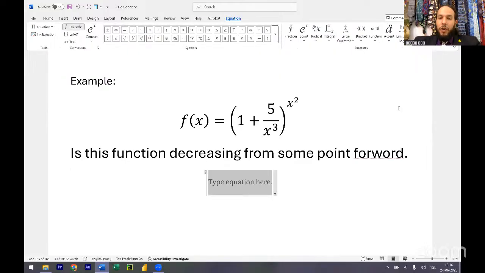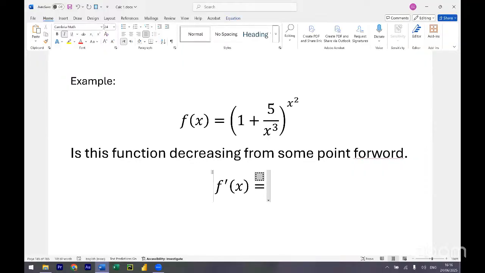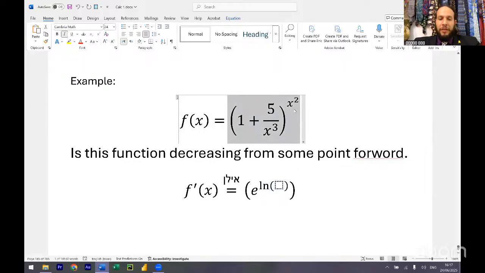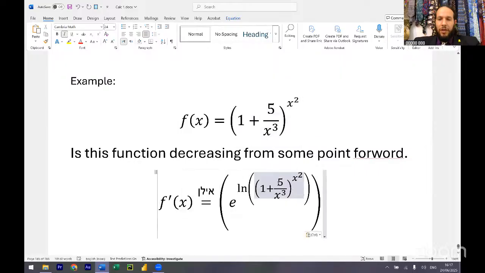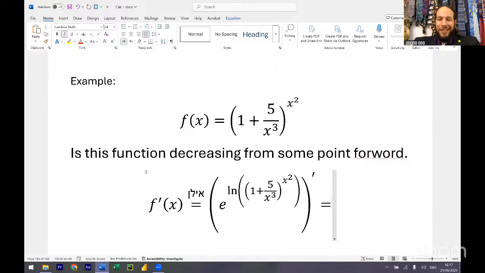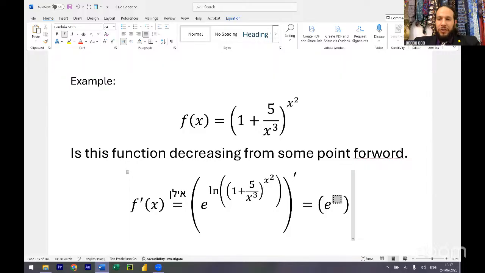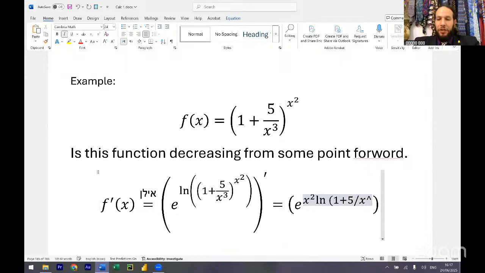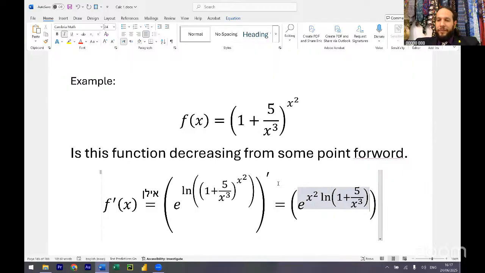Does anyone remember how we can derive such a function? The chain rule. No. It's a power of functions. It's an exponent. So by the rule, we say it's e to the ln of this horrible thing, prime, which is e to x squared times the ln of 1 plus 5 over x cubed, prime. Quite horrible.